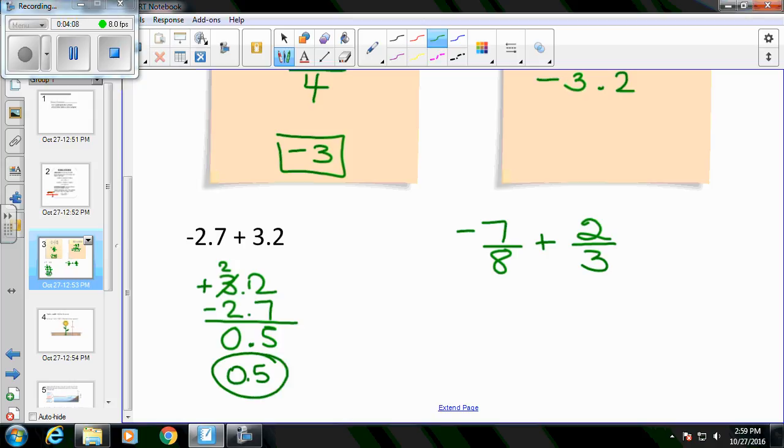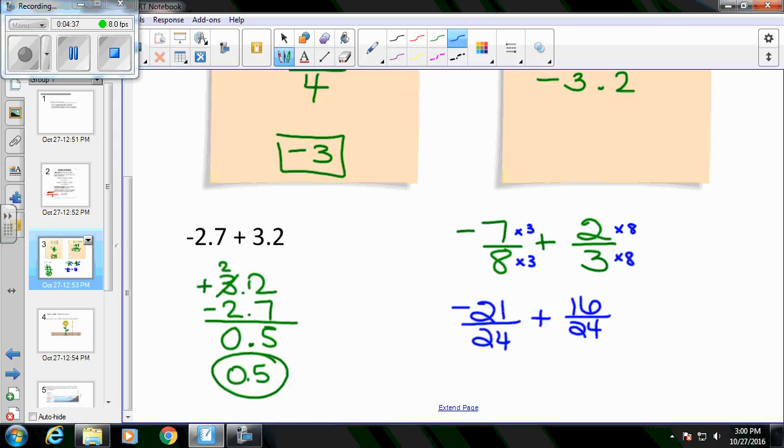For this next example, I added a negative 7/8 plus 2/3. I need to get common denominators. The common denominator here is going to be 24, so I'm going to multiply the numerator and the denominator by 3 for the first one, and the numerator and the denominator are going to be multiplied by 8 for the second one. So I have negative 21 over 24 plus 16 over 24.